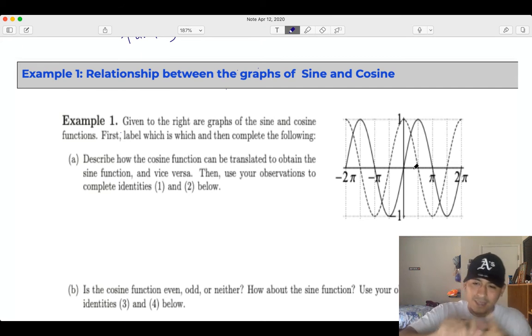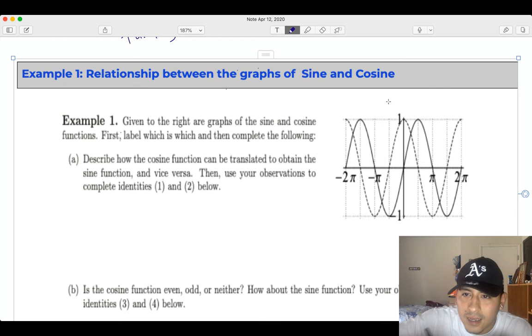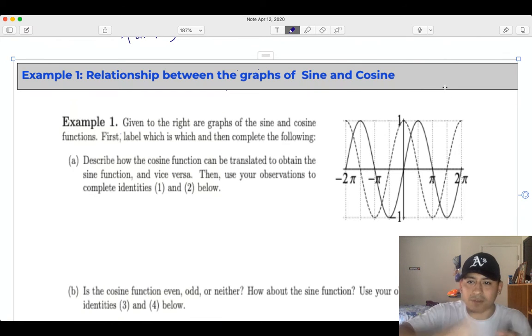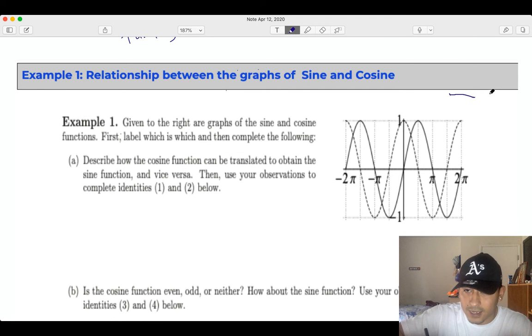All right, cool. Let's take a crack at this. I'm just going to label which one of these is sine and which one is cosine. The solid line one, that is sine of theta. And the dashed line one, that is cosine of theta.